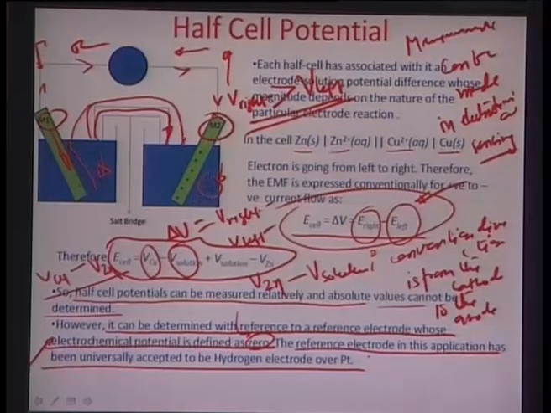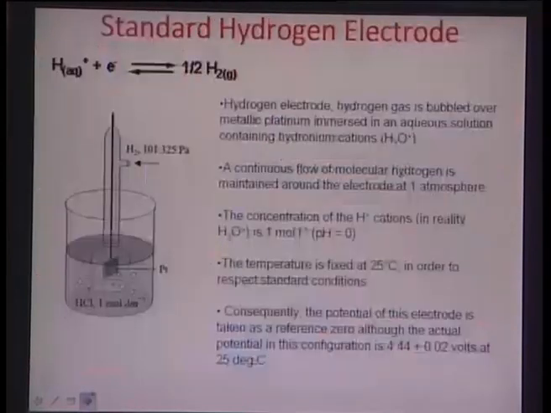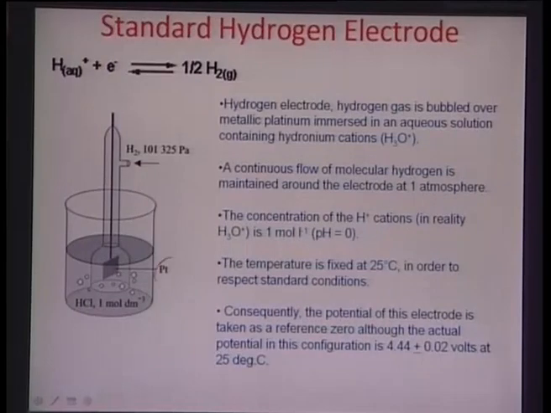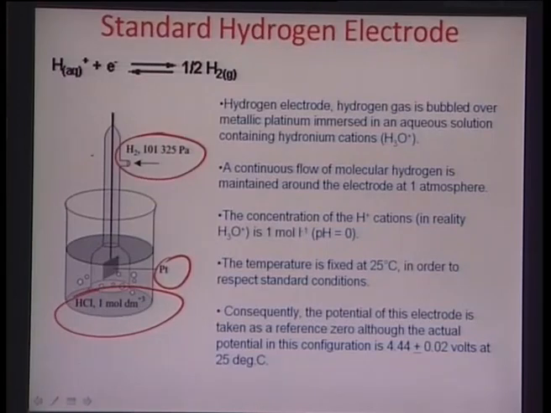So, this reference electrode has been universally accepted to be the standard hydrogen electrode, which is essentially something like this, where there is a platinum electrode and a 1 molar solution of HCl in water, and hydrogen is bubbled through this electrode at a pressure of 101,325 pascals or 1 atmosphere, and essentially there is a potential which is created.